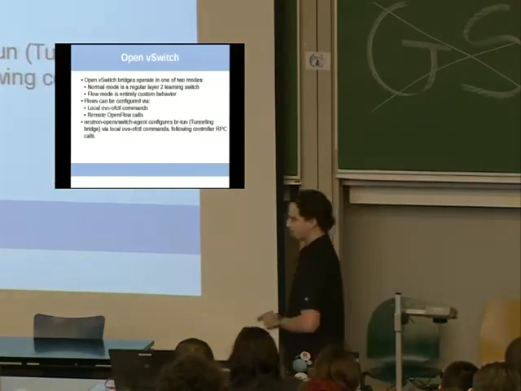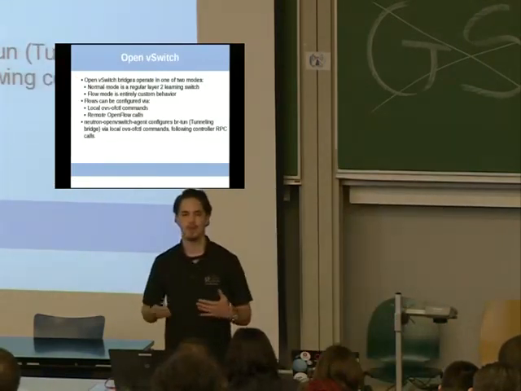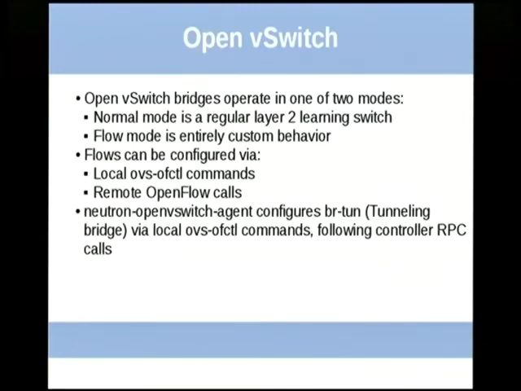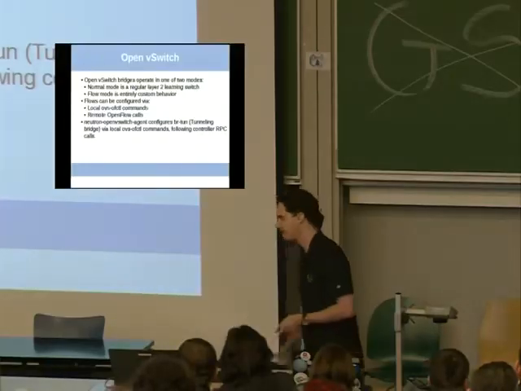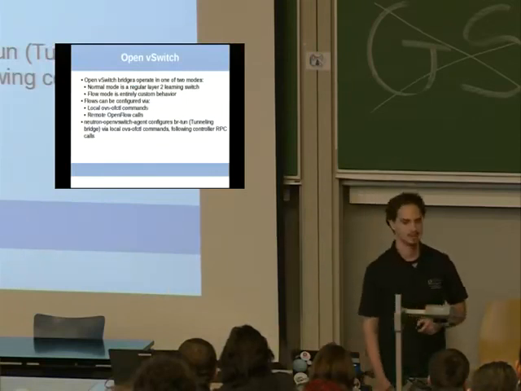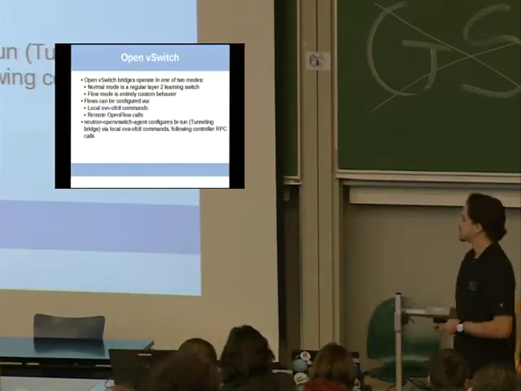Right. So we're going to do a very shallow deep dive into the flow tables, or the logic in the tunneling bridge. And I'm going to be talking about Open vSwitch specifically, because that's what I know about. So I'm only going to be talking about something that I know about. So, Open vSwitch.